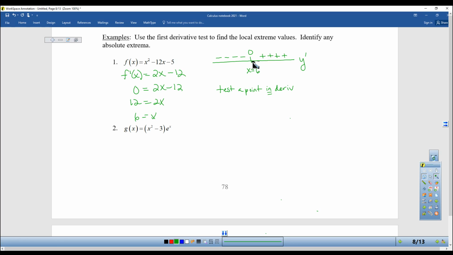So I know this graph, whatever it looks like, has a negative slope and then a positive slope. Oh, it's a parabola.